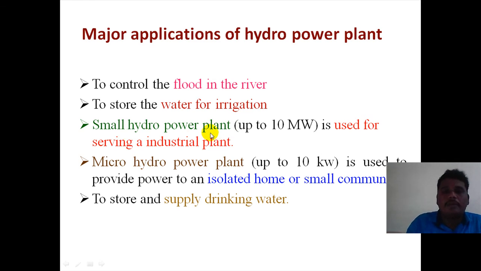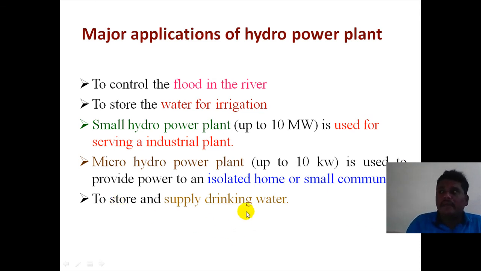Small hydropower plants, up to 10 megawatt, are used for serving industrial plants. This water is also used for industrial power plants. Next, micro hydropower plants, which are much smaller than small ones. They supply isolated homes, individual homes. They provide water and power for usage during the summer season. The water is very little. That's why they supply isolated homes as well as small communities, in kilowatts.